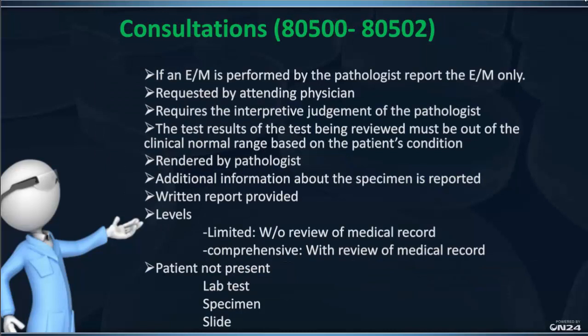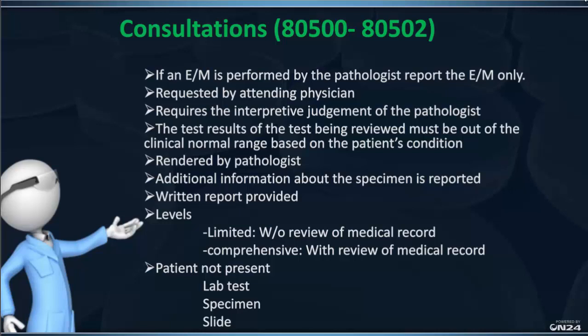Consultation codes 80500 to 80502. There are only two pathology consultation codes, and they're different from your evaluation and management consultation codes. These consultations are based on when a physician needs a second opinion from a pathologist. Okay, so they'll send the samples to the pathologist, and then the pathologist will look over it.